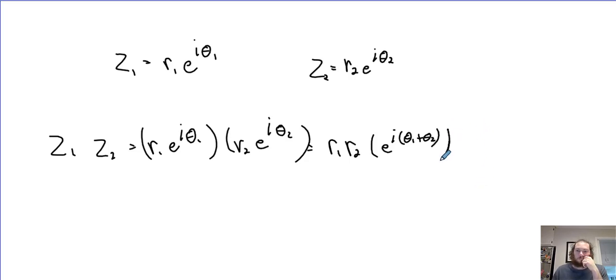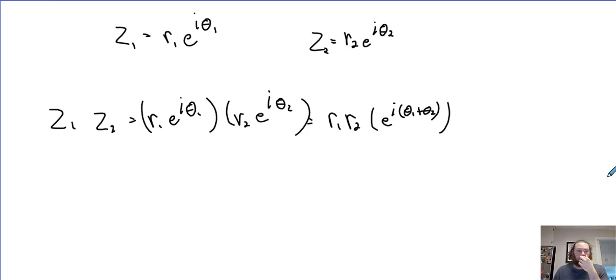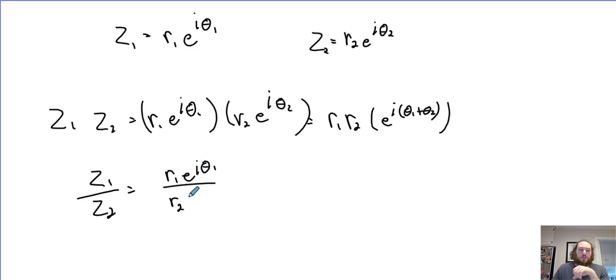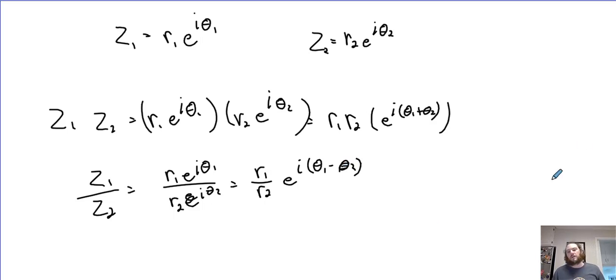The same thing is true for division. If I wanted z1 divided by z2, we would get much the same thing: r1 e to the i theta 1 divided by r2 e to the i theta 2. Again, we could simplify this as r1 over r2, and then e to the i theta 1 minus theta 2. So what that means is that now, instead of going through the process of actually trying to multiply or divide these things, we can use de Moivre's theorem to simplify that.